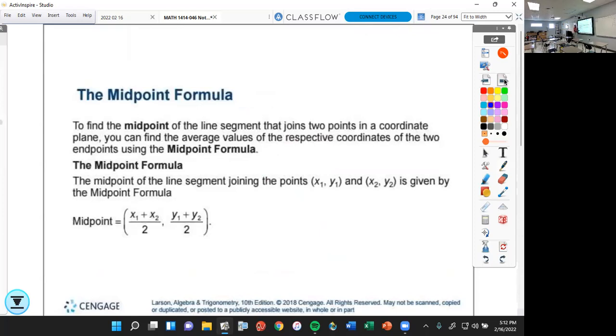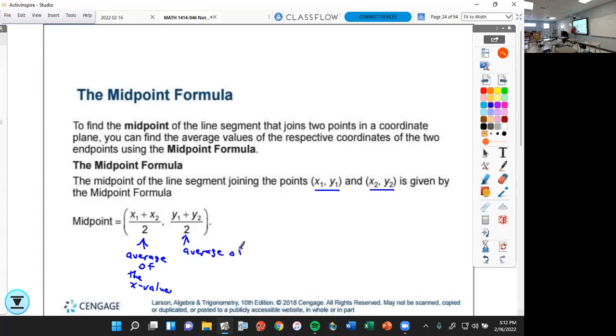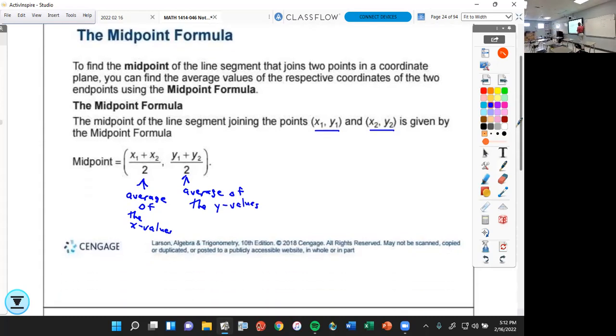So to find the midpoint, if I've got 2 points, x1 and y1, x2 and y2, I will find the average of the x values, comma, the average of the y values. And so to find the average, you add them all up and divide by the number of pieces. Well, obviously, we're talking about the middle of 2 numbers. So we'll add the 2 x values together, divide by 2, add the 2 y values, and divide by 2.